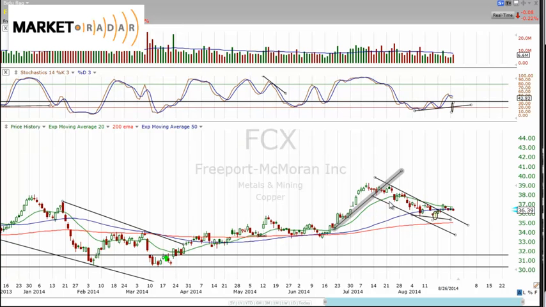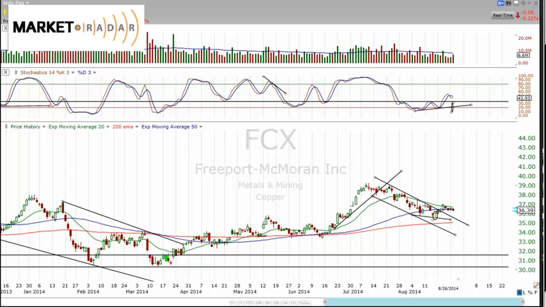The FCX here, a nice channel, kind of chopping around, but we did have the divergence also, a low and a lower low, a low and a higher low. So we want to see if this actually maintains its support level here and kind of ramps back up. So two good lane divergences for you going into this week, two different sectors looking good.